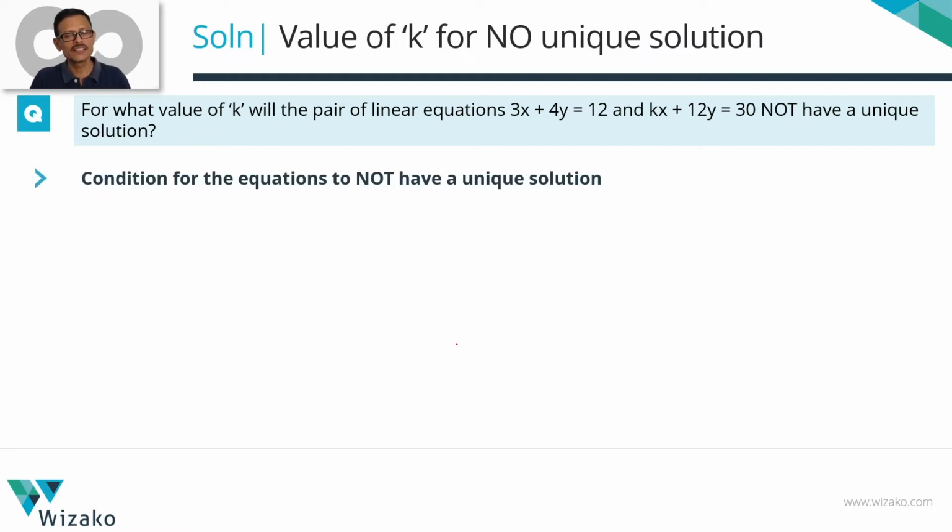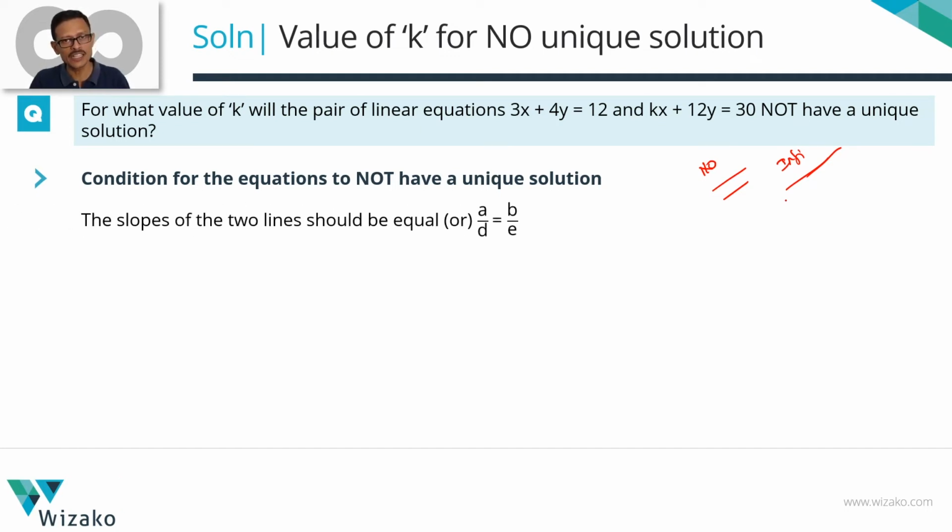Now, we know that this is the condition for a unique solution. So to not have a unique solution, the condition is exactly the opposite, which means their slopes should be the same. Whether they are parallel or they are coincident, their slopes are going to be the same. In which case, here we'll have a scenario where there is no solution. Here we'll have infinite solutions. In either case, we are having a scenario where we do not have a unique solution.